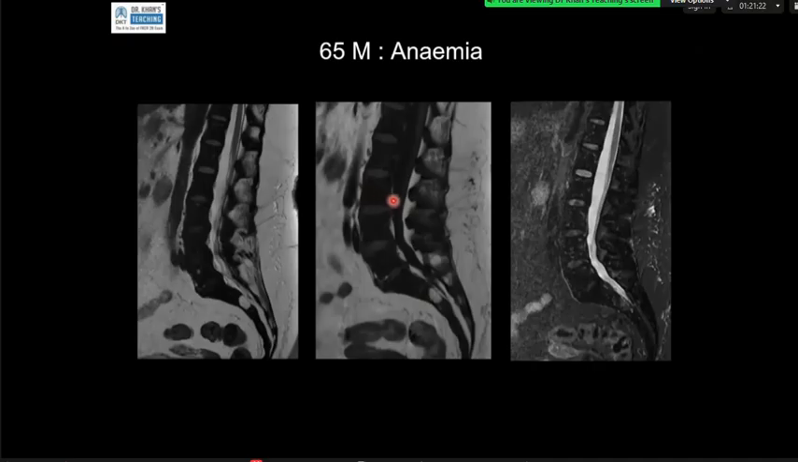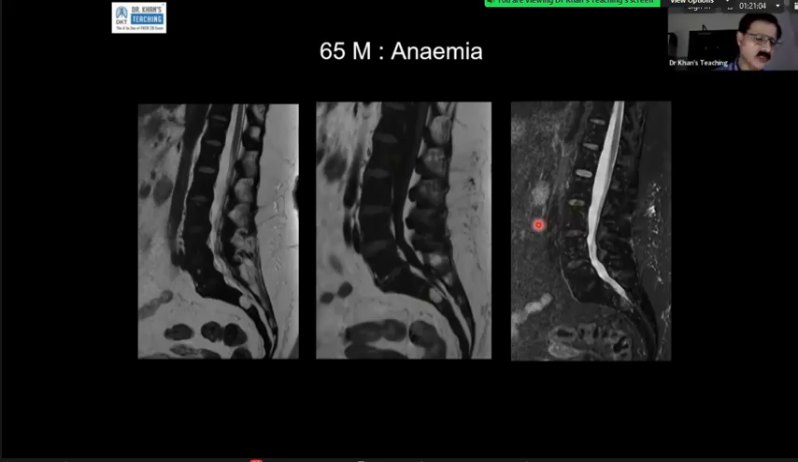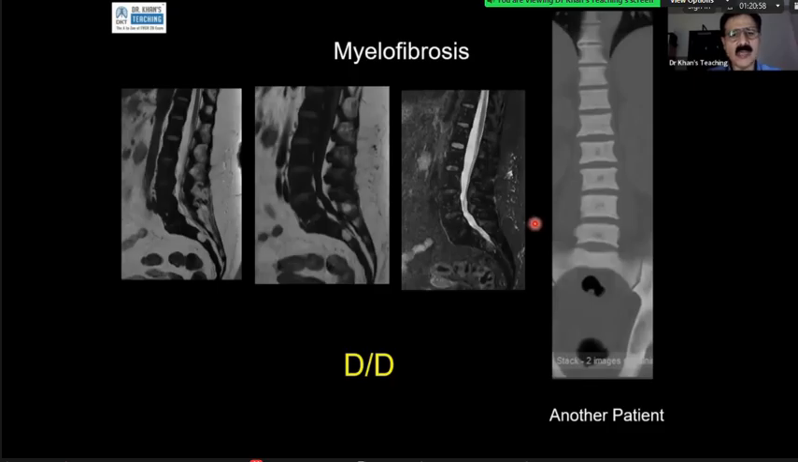This is not healthy because the intervertebral disc is brighter than the vertebral bodies in the T1. And what is the behavior on the STIR sequence? They showed low signal in the STIR sequence. I am thinking about some sort of hemochromatosis or hemosiderosis. Hemosiderosis. This is a case of myelofibrosis.